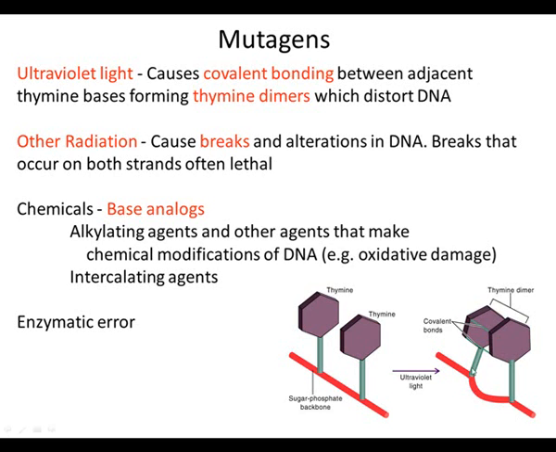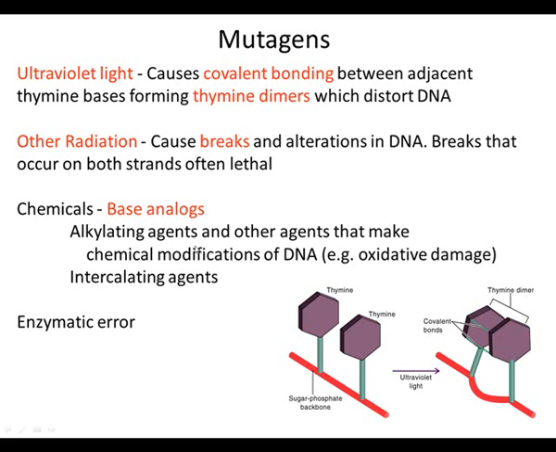So thymine dimers or cytidine thymine dimers distort the DNA and cause problems. Other radiation, X-rays and gamma rays, can break the DNA, and they cause double-strand breaks, and these can be, in bacteria, often lethal. And you can have chemicals like base analogs or alkylating agents. Alkylating agents are agents that add a methyl group or an ethyl group to the DNA that can cause mispairing.